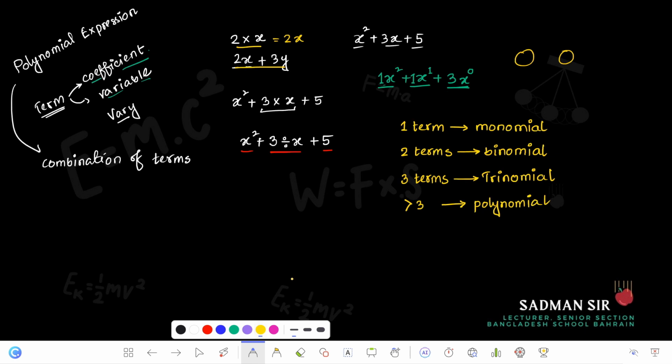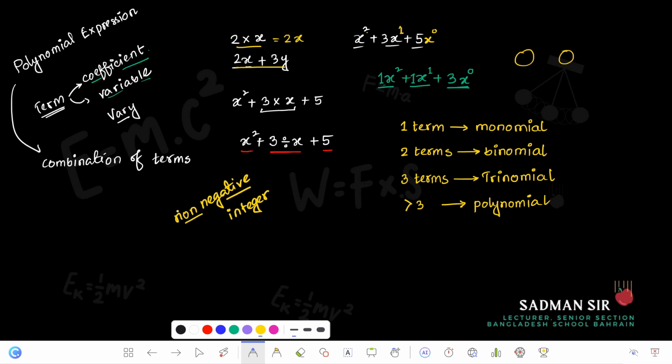Before we move on to the next slide, one point is very important to mention: the power in the polynomial, like here we have the power as 2, the power here is 1, and the variable power is 0 here, or we can say the degree. This degree or power has to be a non-negative integer.